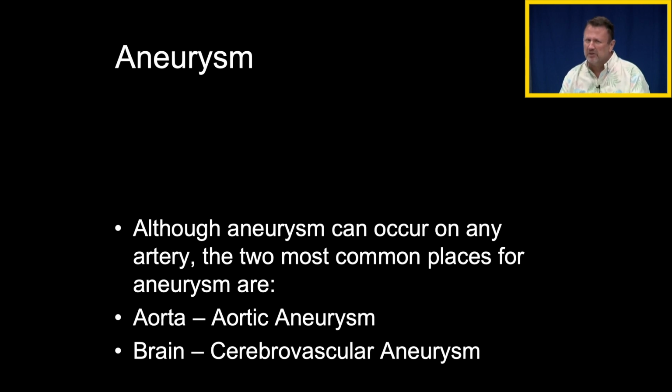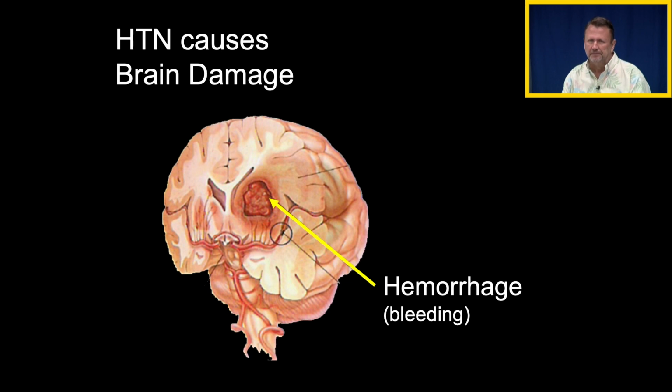Aneurysms can pretty much occur everywhere. There are a couple of arteries out there that don't get aneurysms. However, the aortic aneurysm, the aorta, is the most common place, and then the brain, the cerebrovascular aneurysms. They are the second most common, and if they're not the second most common, they are certainly the most debilitating, the cerebrovascular aneurysms, the brain aneurysms. So aortic aneurysm and cerebrovascular aneurysms are the two most common places to discuss aneurysms.